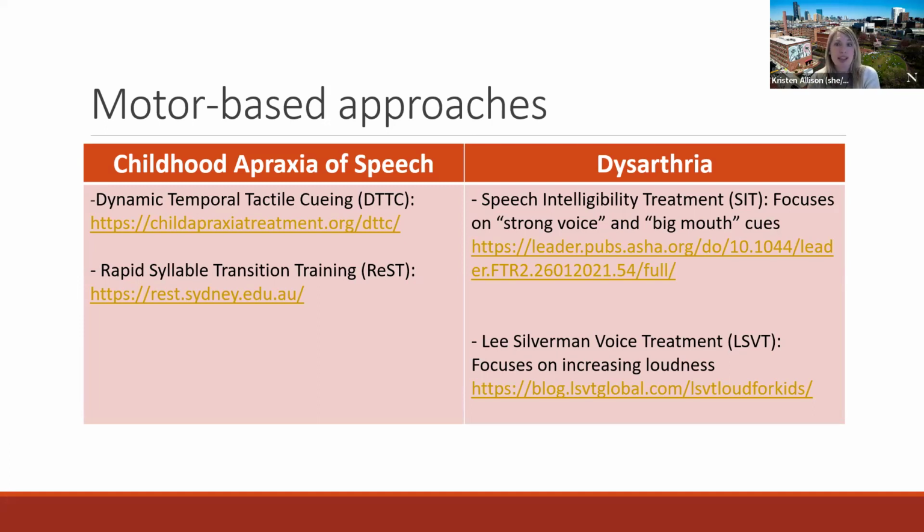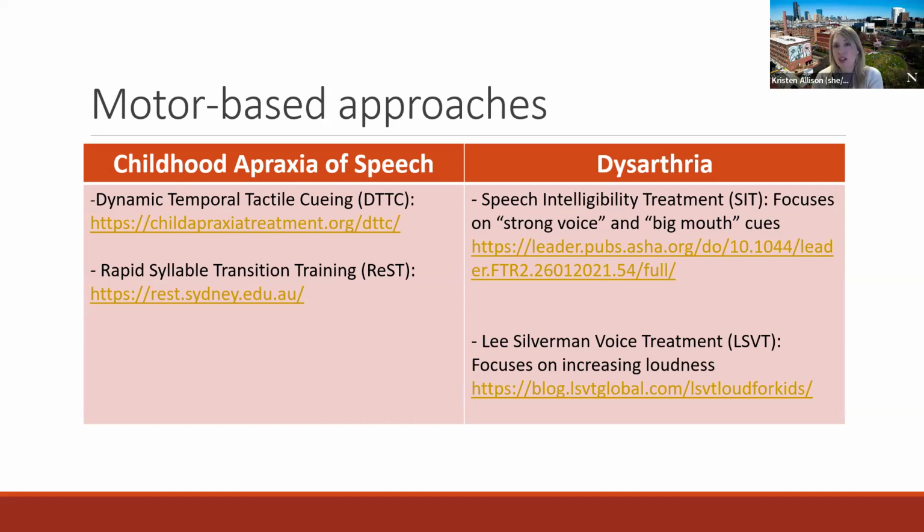Compared to CAS, there's relatively little research on speech treatments for children with dysarthria, but we do know that speech modification strategies that engage breath support and voicing can help improve speech clarity for some kids. So that involves things like speaking loud, like these treatments that I just talked about too, or using a slow rate, or emphasizing keywords. So those are examples of different speech modification strategies.